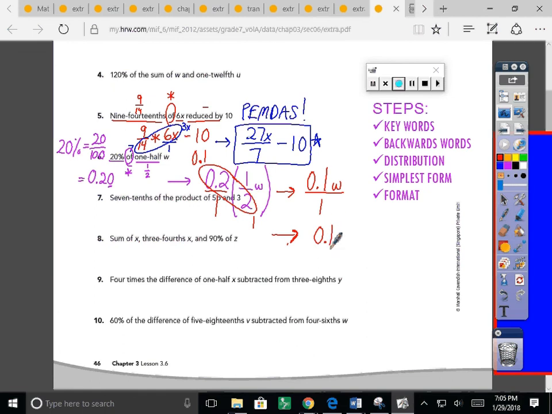Looks like I get 0.1 w. This is a good answer. In fact, this could be a final answer. There are no leftover constants to deal with, so this looks pretty good.